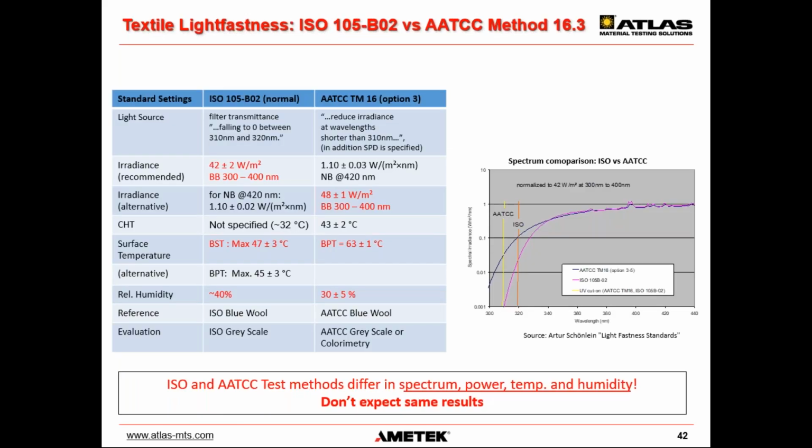Two of the more popular xenon arc textile standards are ISO 105 B02 and AATCC test method 16.3. Although they serve the same purpose, the conditions are different. So I want to stress to you that the results aren't necessarily comparable, and comparable results can't be assured. There are differences in the spectrum, temperature, and humidity requirements, and some of the differences are shown in the red highlighted text.